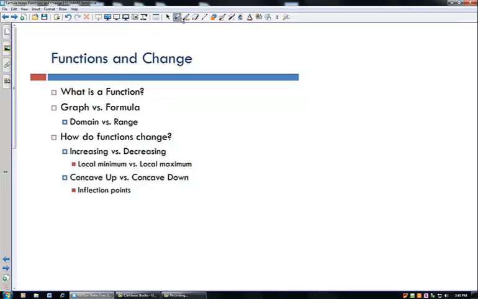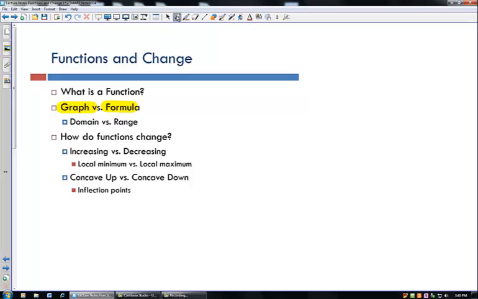We also want to talk about functions. We're going to talk about functions from two different points of view: from the point of view of a graph versus a formula. We'll also look later in the course at functions from the perspective of a table and words by itself.